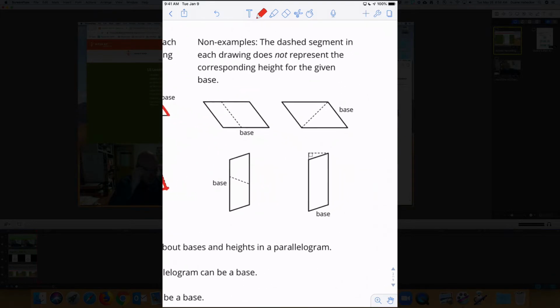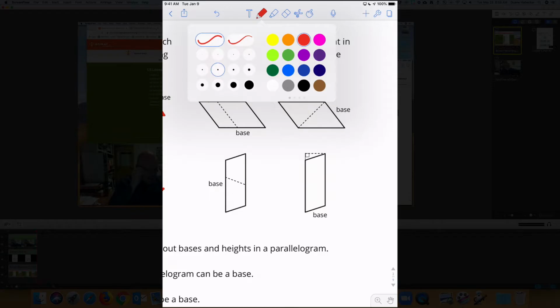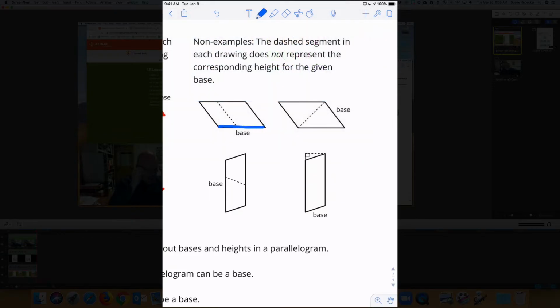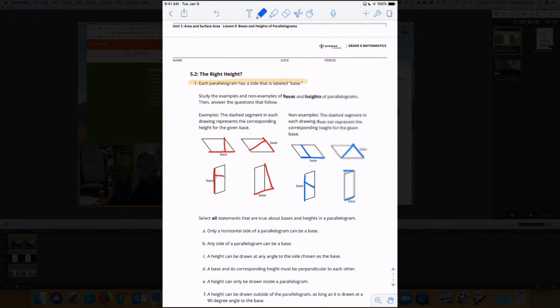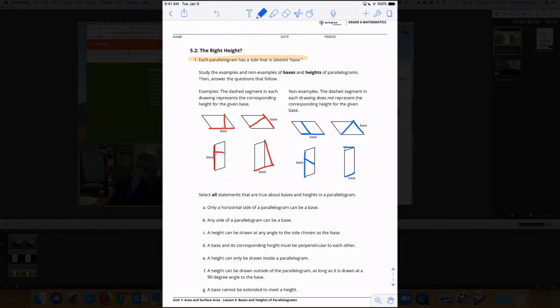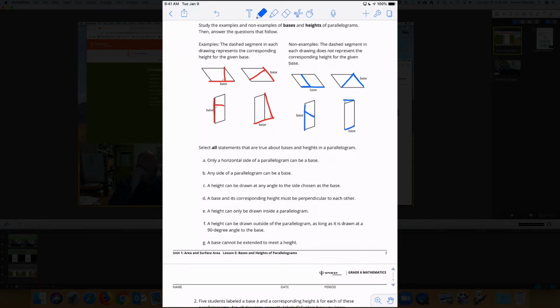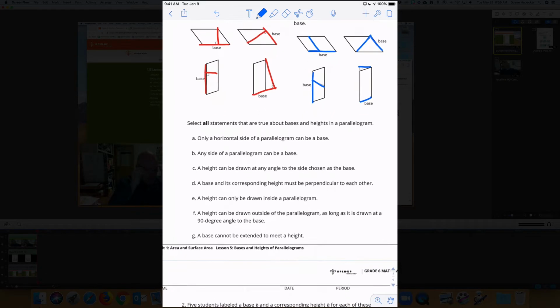All right. Now over here, some non-examples. Here's what they're identifying as the base. Here's their height. Here's their base. Here's their height. Here's their base, here's their height, and lastly, here's the base, and here's the height. And so if we wanted to talk about what's going on with the base and the height, let's select all the statements that are true about bases and heights.